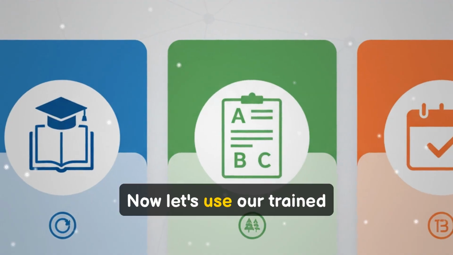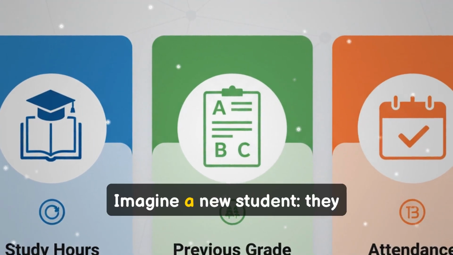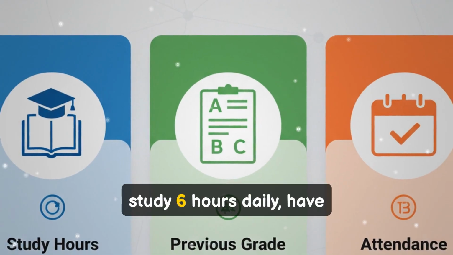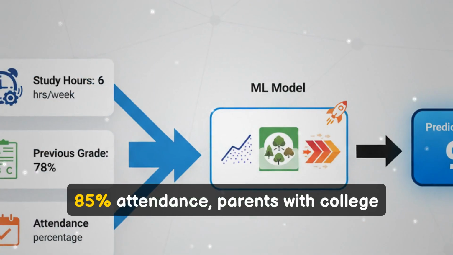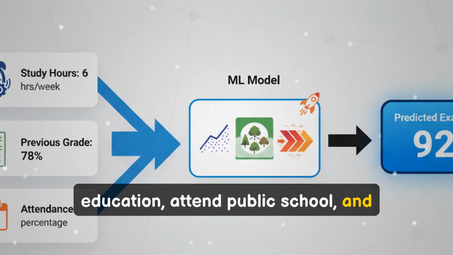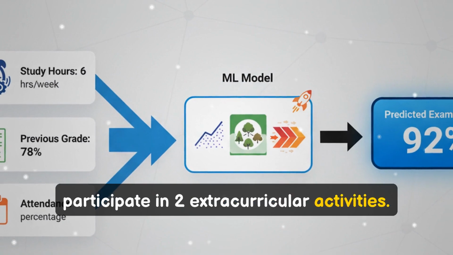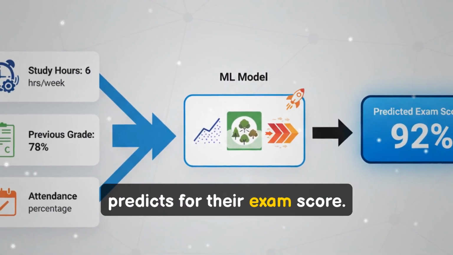Now let's use our trained model to make real predictions. Imagine a new student. They study 6 hours daily, have a previous grade of 78, 85% attendance, parents with college education, attend public school, and participate in 2 extracurricular activities. Let's see what our model predicts for their exam score.